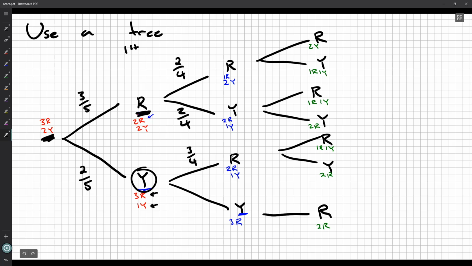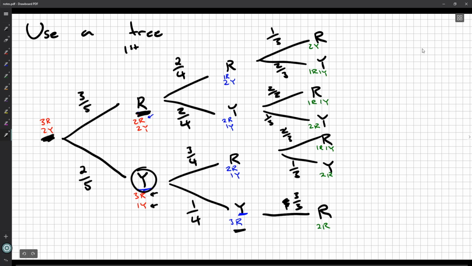So it's a 3 out of 4 chance that I get a red, a 1 out of 4 chance I get a yellow. Okay. And then it's a guaranteed, it's a 3 out of 3, I guess you could write, chance that I get a red down here. Or 2 out of 3 that I get a red here, 1 out of 3 that I get a yellow. 2 out of 3 for a red, 1 out of 3 for a yellow. 1 out of 3 for red, 2 out of 3 for a yellow down here.